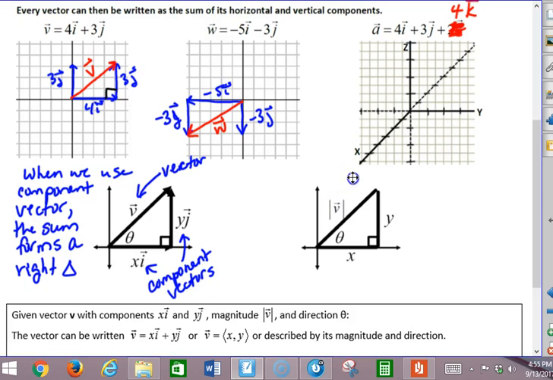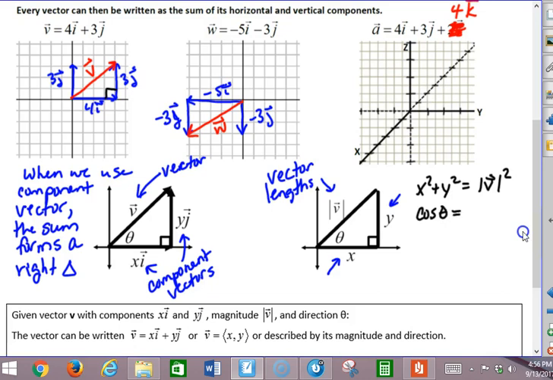Now, if I look at just the length of the vectors, so these are the vector lengths in this little triangle, you can see there's the length of vector v, and then x and y are the lengths of the two components. Now I can use any right triangle methods I want to use. I can say x squared plus y squared is the length of vector v squared. I can say cosine of theta is equal to x over the length of vector v.